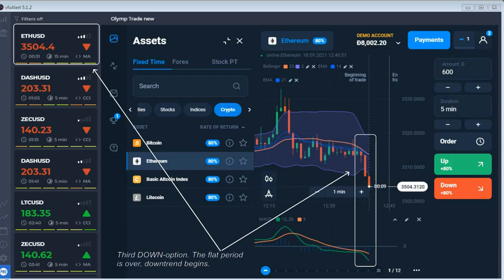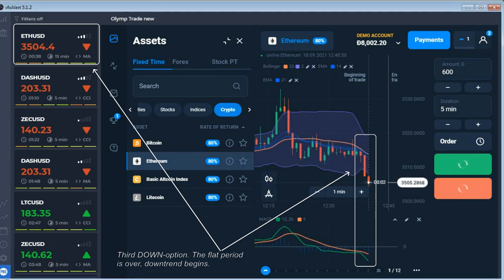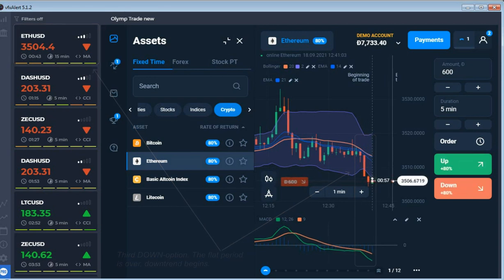Let's go to Ethereum. Rapid downward movement from the moving average and the lower Bollinger border. The MACD histogram is below the zero level. vfxalert also shows the third down option.